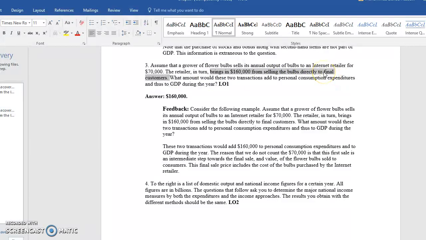So this final sale to final consumers, this 160,000 will be included in GDP of the country. The cost of the bulb, $70,000.